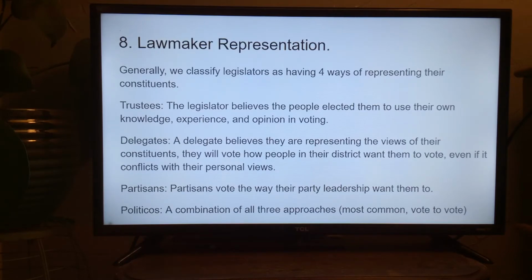The other major reason is what we talked about last week about the power of the party leadership to give carrots and sticks to people to influence their vote.